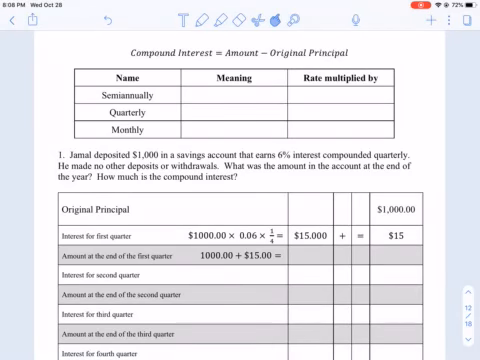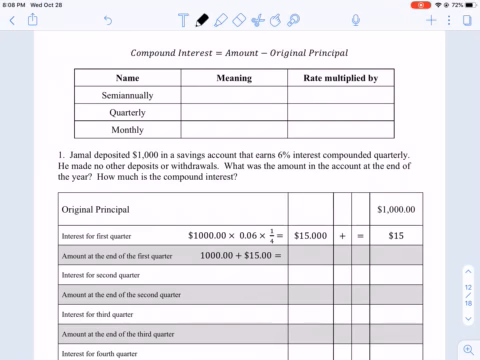Hello everybody, this is section 5.5, Senior Consumer Math, Compound Interest. So a couple of terms we have to know are semi-annual, quarterly, and monthly, because this is going to tell us how many times we're compounding our interest.